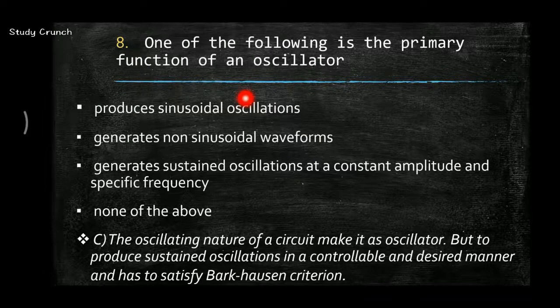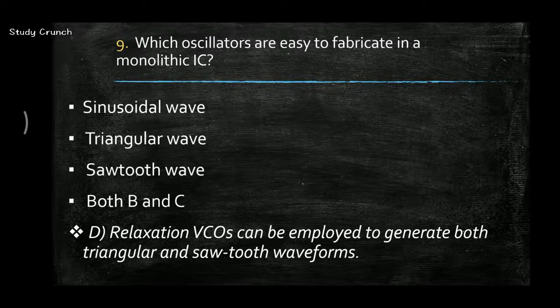Next, one of the following is primary function of an oscillator. So the primary function of oscillator is to generate sustained oscillation at constant amplitude and specific frequency. So the answer is C. Next, which oscillator are easy to fabricate in monolithic IC? So the answer is D, that is both B and C, triangular wave and sawtooth wave. Both can be employed to generate both triangular and sawtooth waveforms.